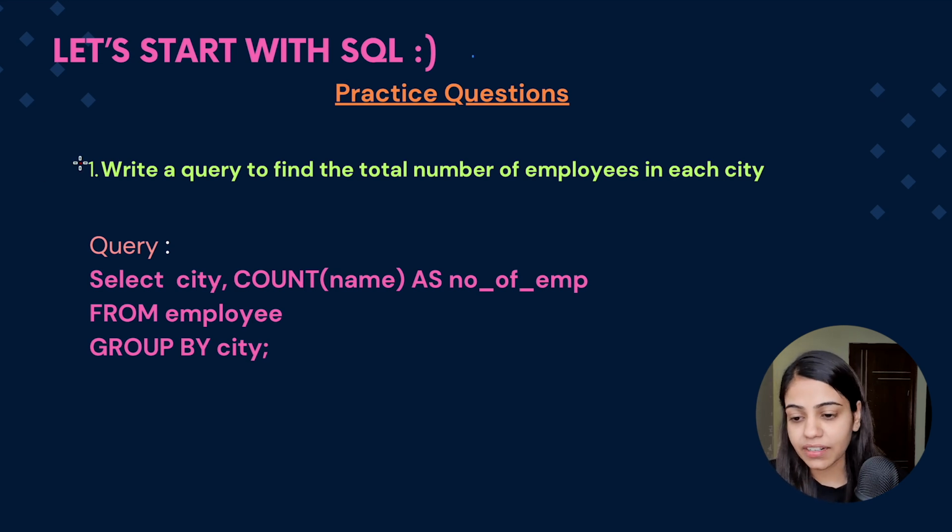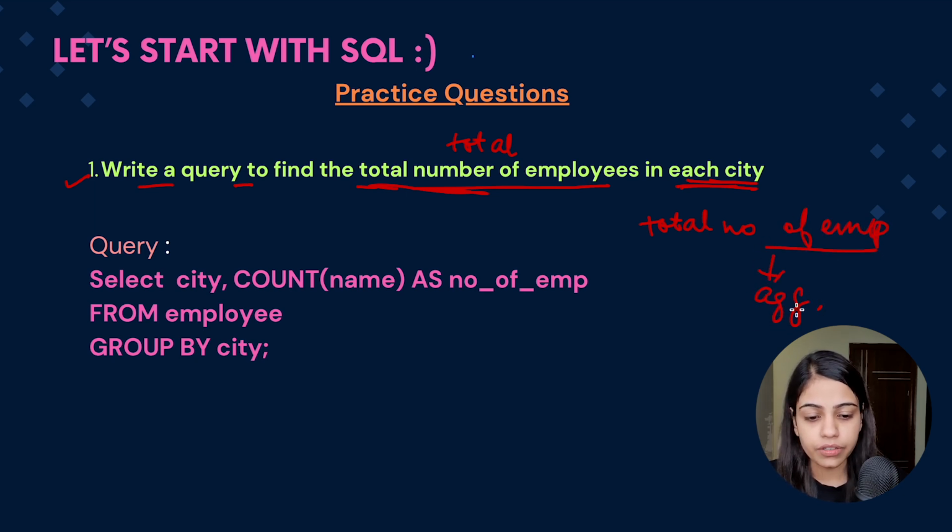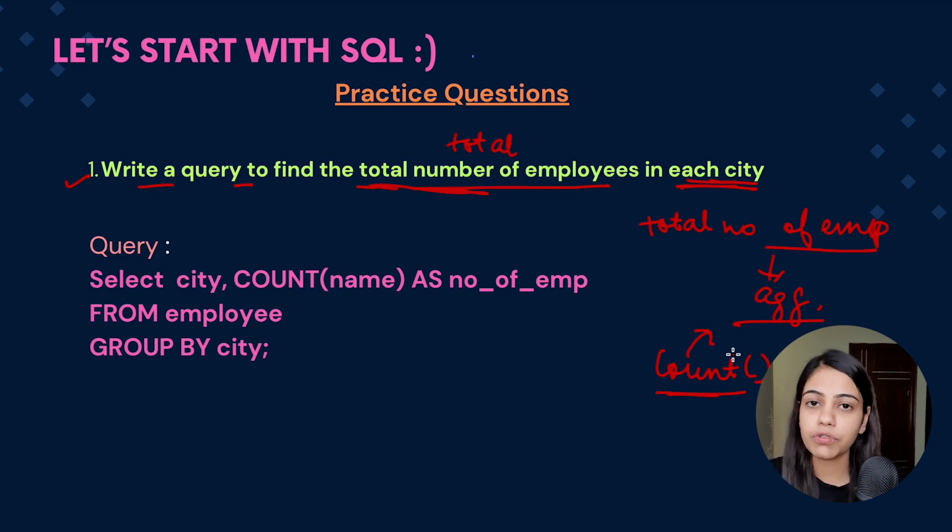So the very first practice question is, write a query to find the total number of employees in each city. So what we have to do is find the total number of employees which are present in each city. Let's break the question and then we will see how the query works. First, we have to find the total number of employees. To find the total number of employees, here we can use the aggregate function count, which basically counts the number of rows which are present. So this will help me to find the total number of employees.